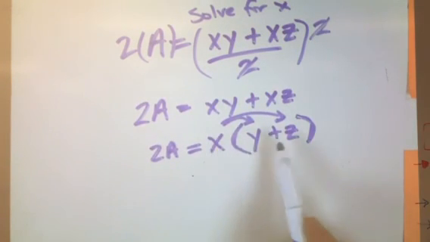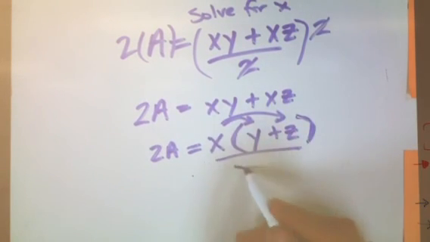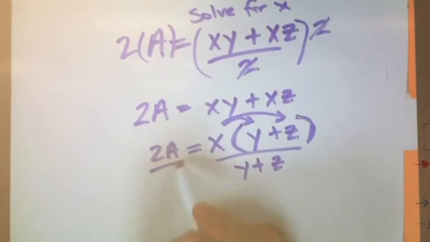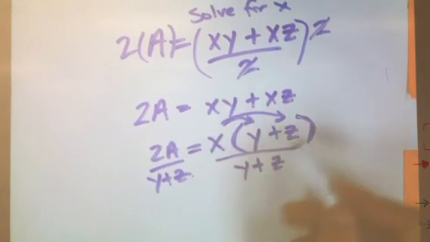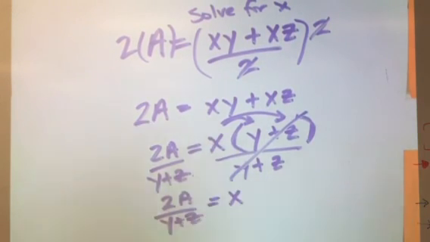Now, since I have x by itself being multiplied by all of this, I can divide by the sum of y and z on both sides. Now I'm left with x equals 2A divided by y plus z. Hope that helps with solving literal equations. Thank you.